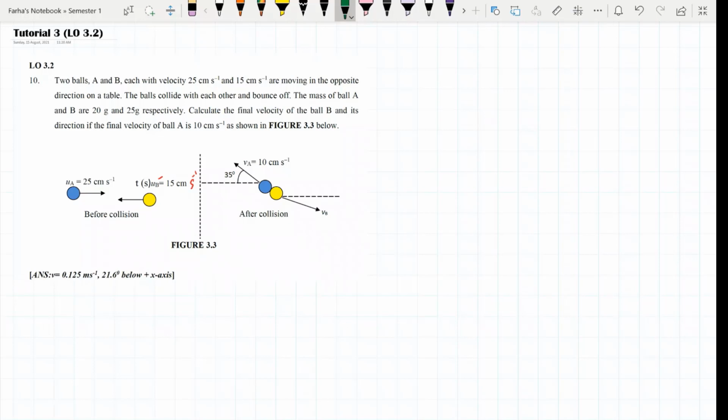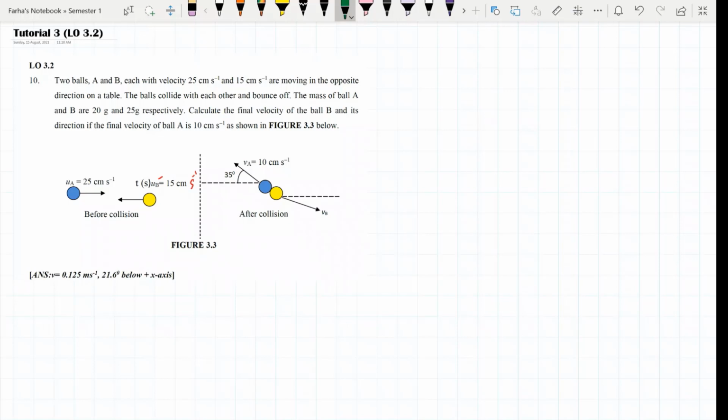Now let's look at question number 10. There are two balls A and B, with velocities 25 cm per second and 15 cm per second, moving in the opposite direction on the table. Then the balls collide with each other and bounce off. The masses of ball A and B are 20 grams and 25 grams. Calculate the final velocity of ball B and its direction if the final velocity of ball A is 10 cm per second, as shown in Figure 3.3 below.